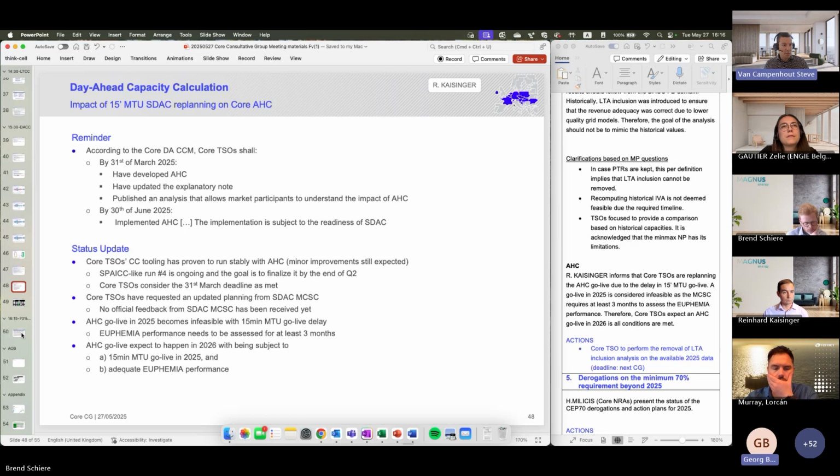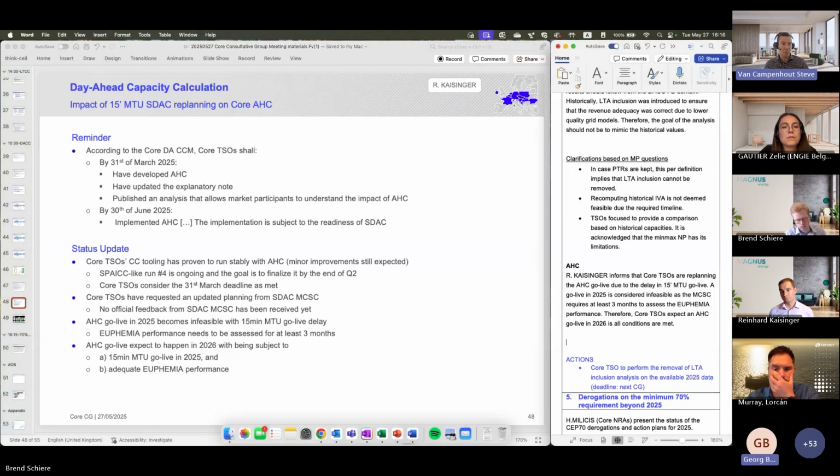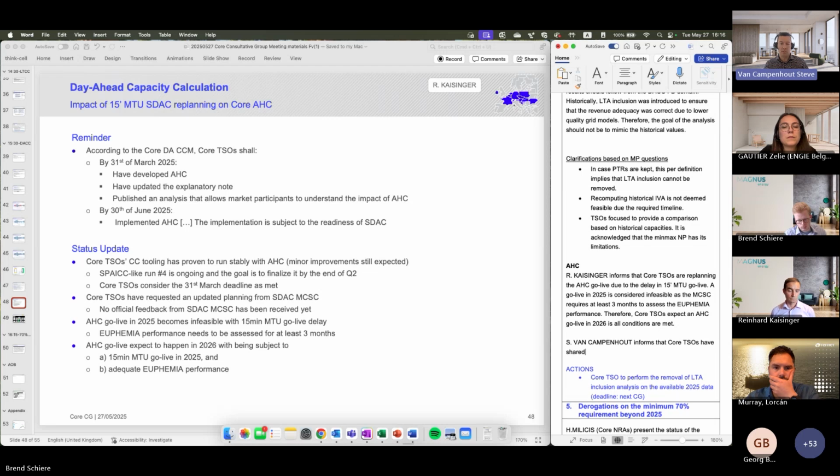Maybe one point, it's not part of the presentation, but you may have seen meanwhile that we shared with you a follow-up on the default progress parameter incident that occurred last week in the capacity calculation. So we analyzed what was causing it. We've put the fixes in place, and we've sent the explanation around via the core CG distribution list. So in case you were wondering about that situation, you can find more information in that communication.